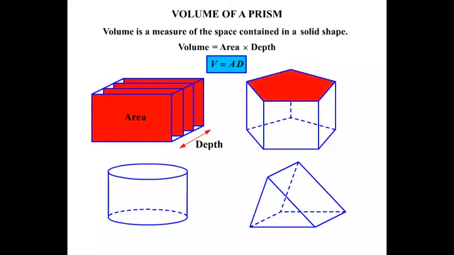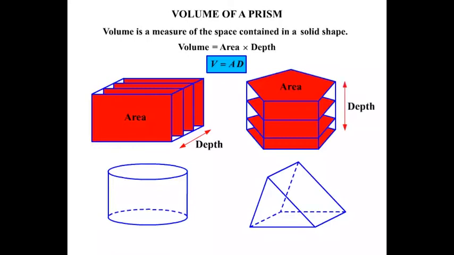This particular one has 1, 2, 3, 4, 5 sides up the top, so that is a pentagon. It's a pentagonal prism. If we took slices as such, we can see that that pentagon shape repeats itself right through. So there's the area and there is the depth, because that area has repeated itself right through that depth. Sometimes the depth is going across, sometimes it's going up and down.